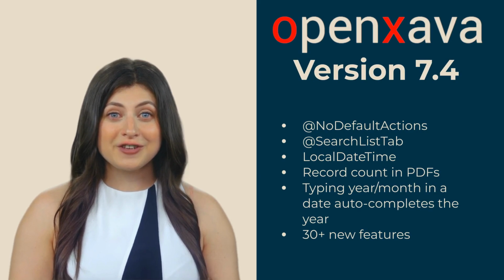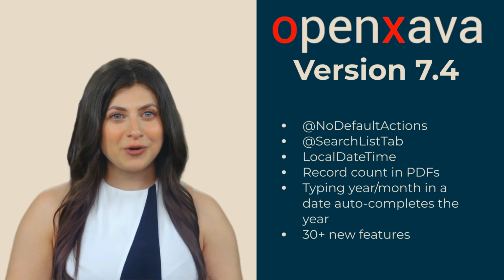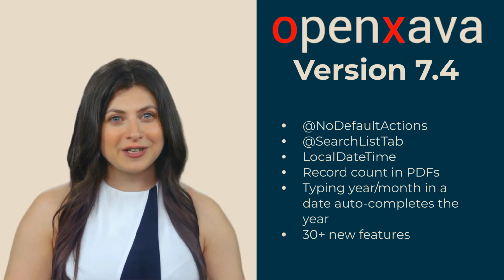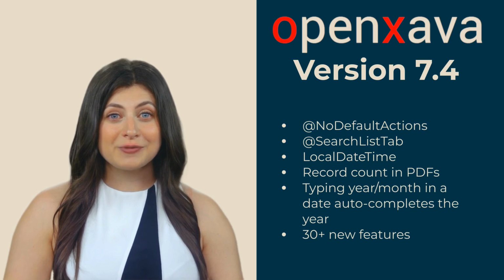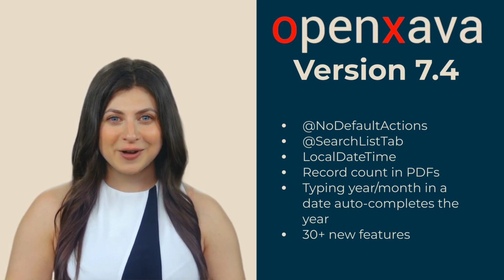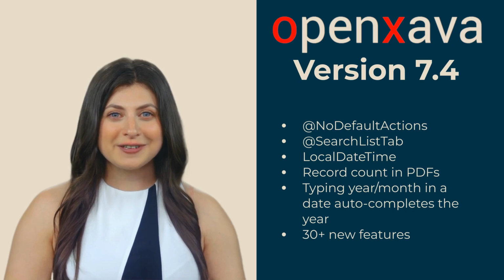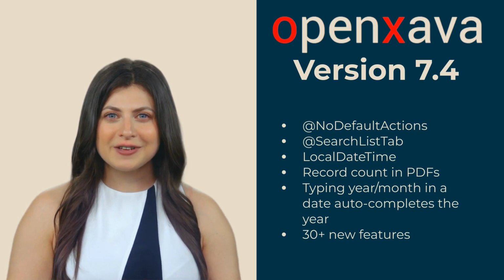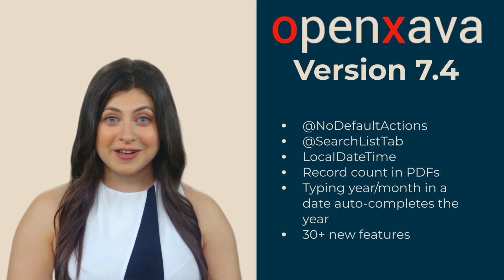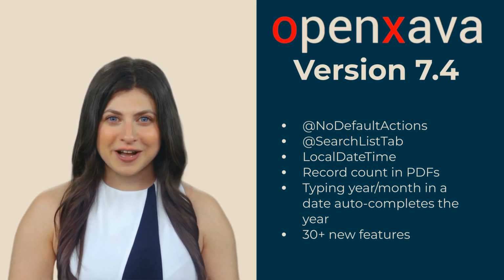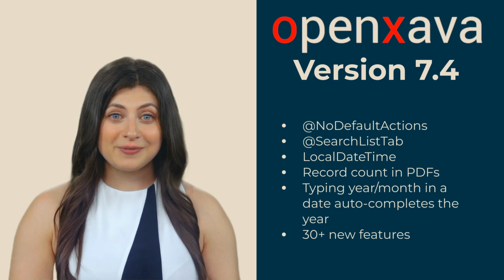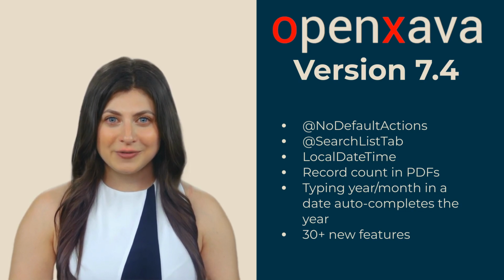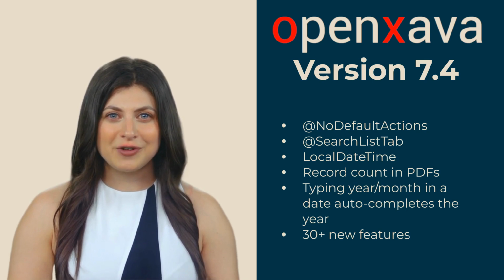But there's much more in version 7.4, such as the @NoDefaults action annotation that allows a collection to exclude the cut and paste, export to PDF, and export to Excel actions. Also, the new @SearchList tab to indicate the tab that the dialog should use to search in references and collections without needing to write an action. Support for LocalDateTime for properties. Now, automatic PDF listings include a record counter. Or that when typing the year and month in a date field, it auto-completes the year. This and more than 30 new improvements.